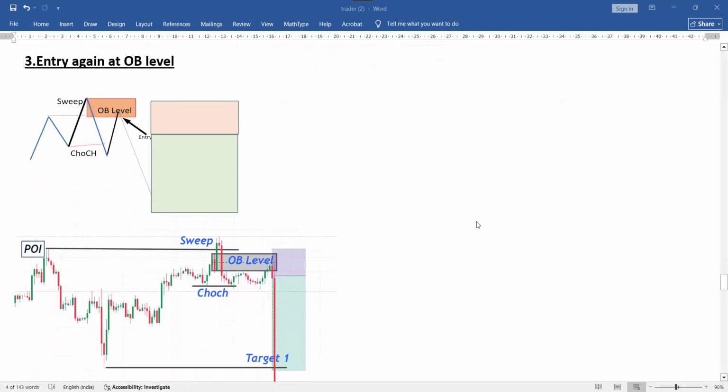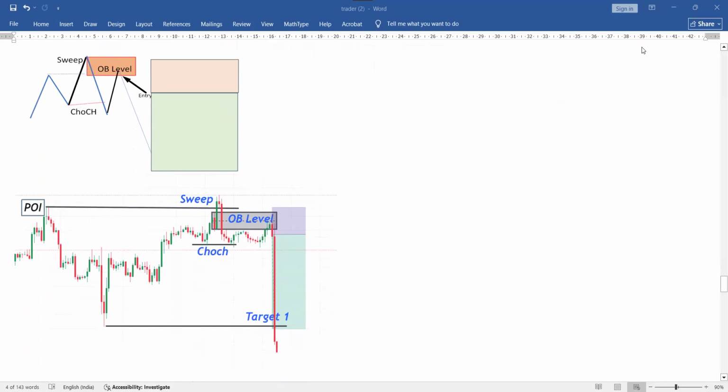So here is a level. You see, this is a resistance level. The price came back and tested this resistance level. So that is the sweep. This point is the sweep. After the sweep, I need to wait for a change of character. I got a change of character here. Then the next step is to wait for my OB level.